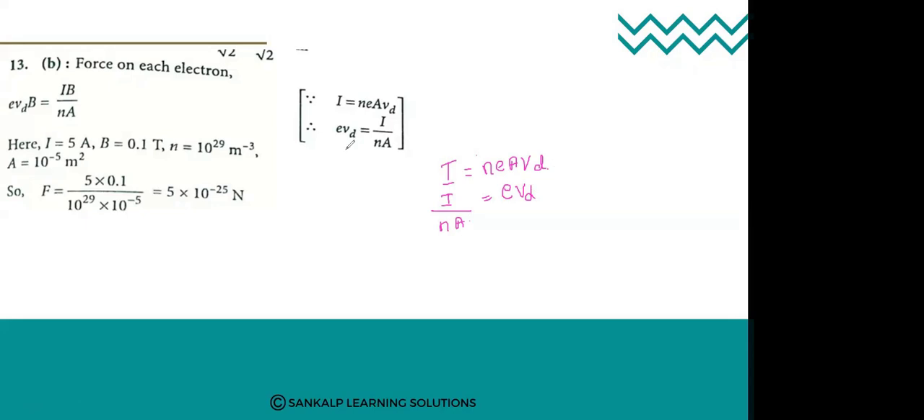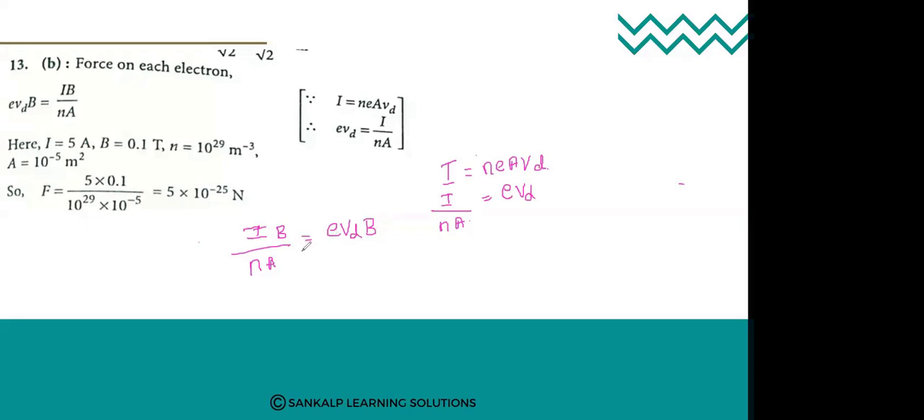So the drift velocity value is not given, but the I value, A value, N value, everything is given in the question. Here, what we are going to do with this equation, I divided by N into A, which is equal to E into VD, is multiply B on both sides. B is the magnetic field. If I multiply here, again, if I cancel, I'll get the same equation. Therefore, I'm multiplying B on both sides.